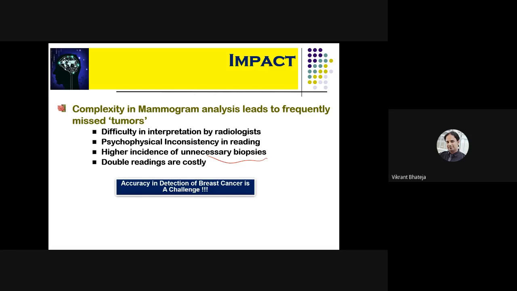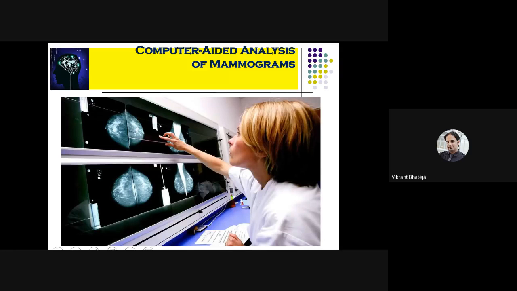But again, if you are taking opinions from two radiologists, then they may contradict, and the cost factor also increases. So accuracy is definitely a challenge when you are framing the problem of CAD for breast cancer, and so computer aided diagnosis is therefore a preferred solution.